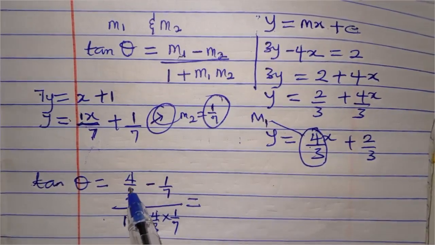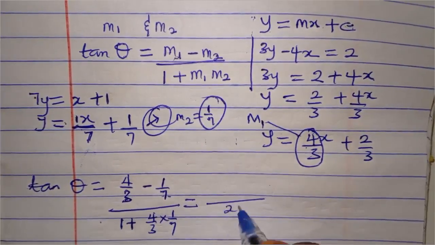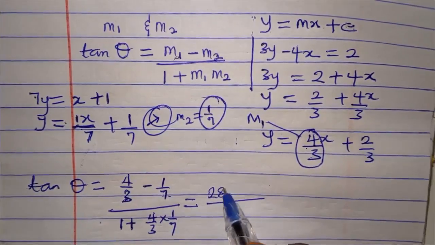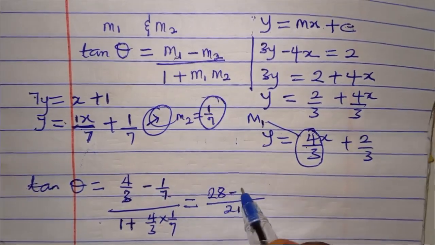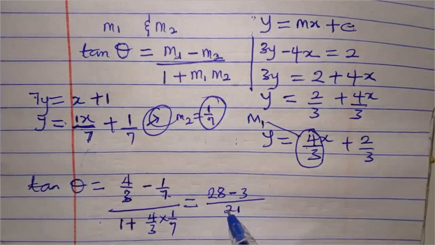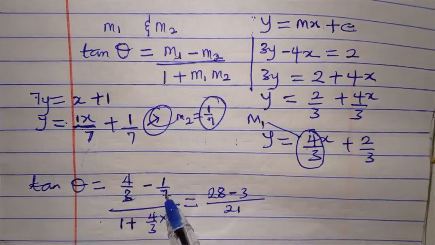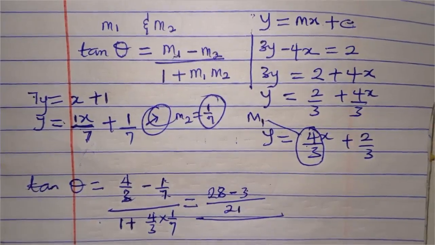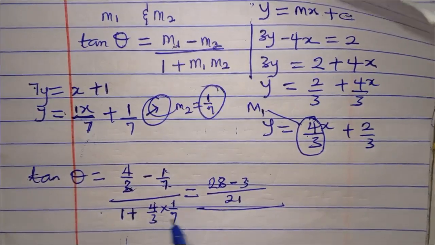Okay, let me simplify this in a very easy way. The LCM is 21. So I can say 7 times 4, 28. 3 times 1 is 3. It's the same thing. 21 divided by 3 is 7. 7 times 4, 28. 21 divided by 7 is 3. 3 times 1 is 3, all divided by 4 times 1 is 4. 3 times 7 is 21.